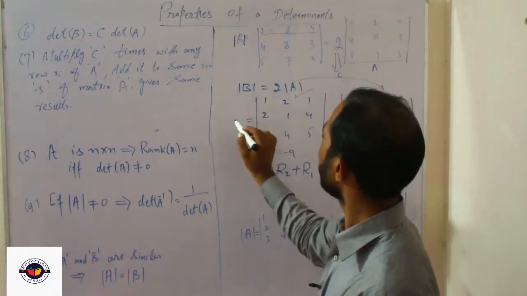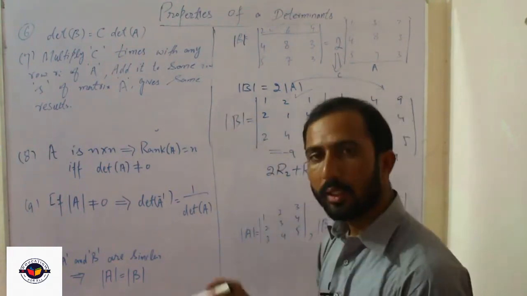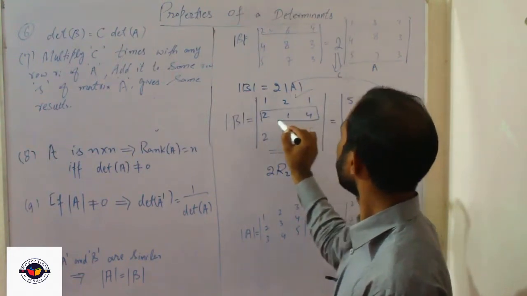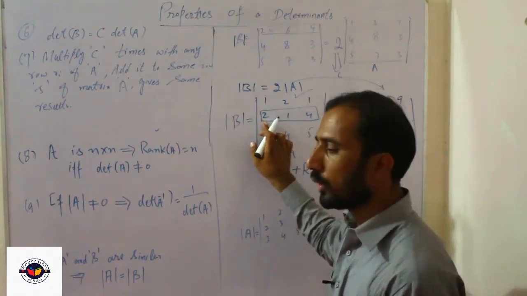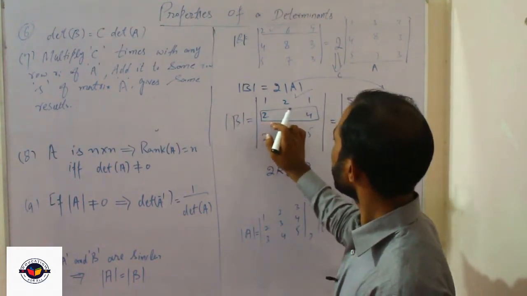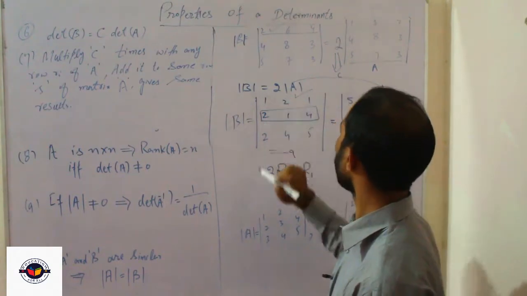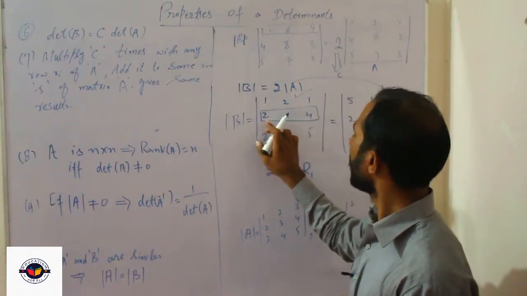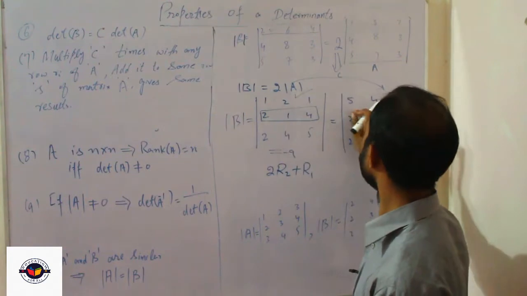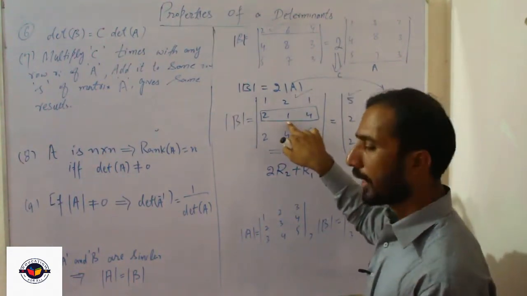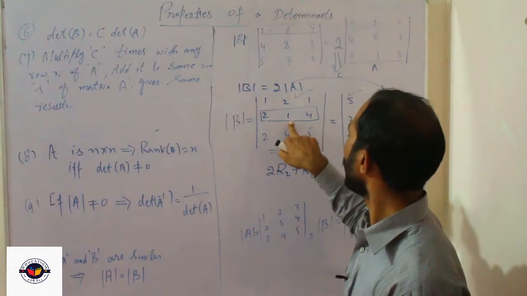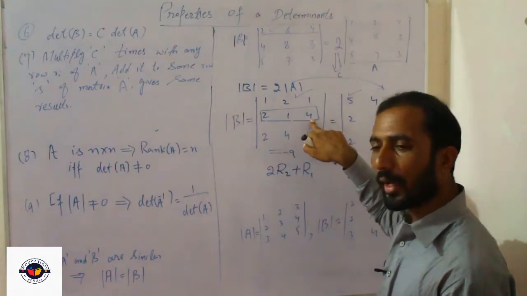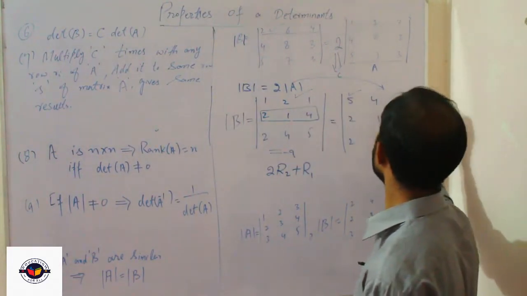We name this matrix as matrix B, and now I multiply the second row by the number 2, and then I add this row to the first row. So when I multiply 2 with this second row, it becomes 2 into 2 is 4, 4 plus 1 is 5. So I will get the number 5. Then again I multiply 2 with 1, 2 into 1 is 2, and by adding 2 I will get 4. Again 2 into 4 is 8, then adding 1 I will get 9.